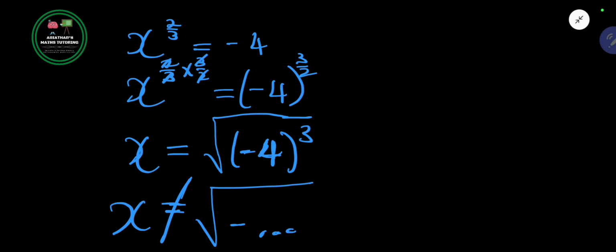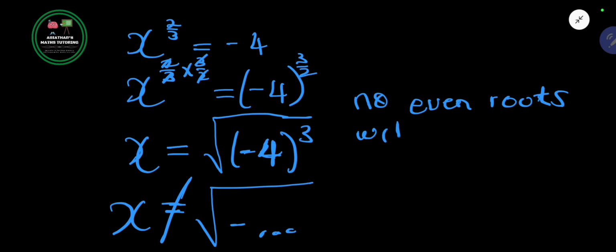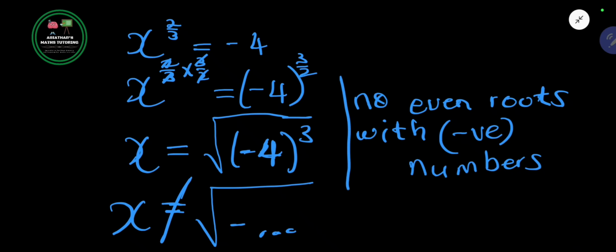Why? Because we don't have the root signs, no even roots actually. Remember here it's even, so no even roots with negative numbers. With negative numbers.